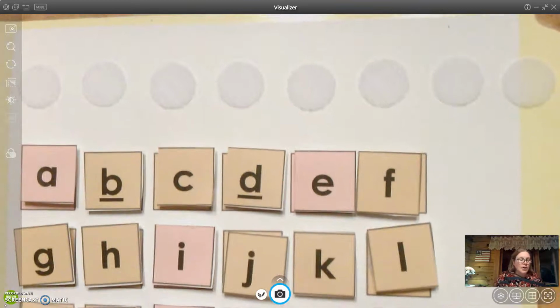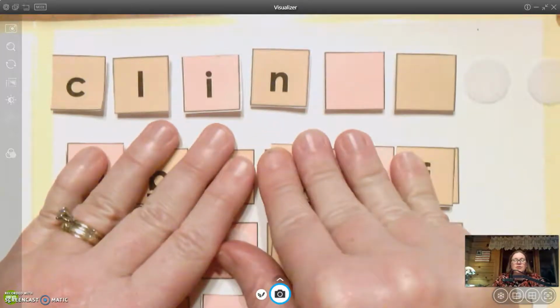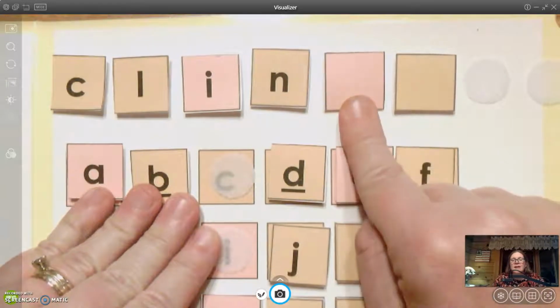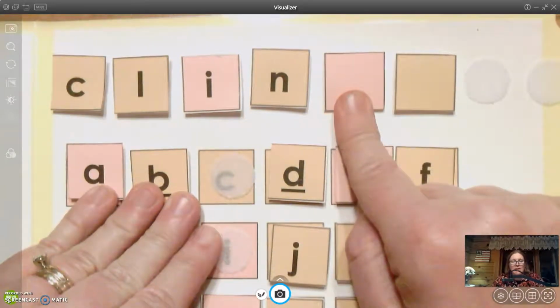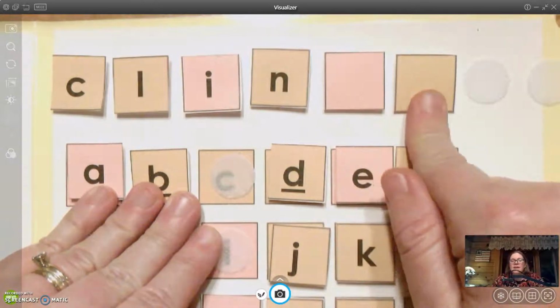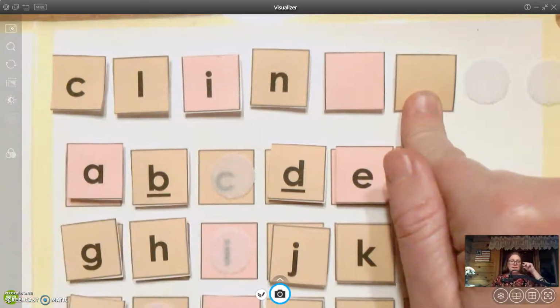Your next word is clinic. Echo, clinic. There's your word clinic. So K, U, I, N, I, K. So I needed an extra I, which I did not have, so I had to use one of the blank cards here. And then we needed another C for the K sound, so again, I had to use one of the blank consonant cards.